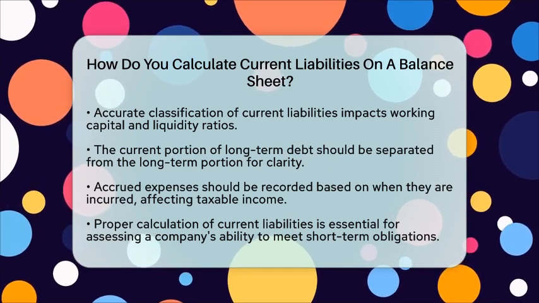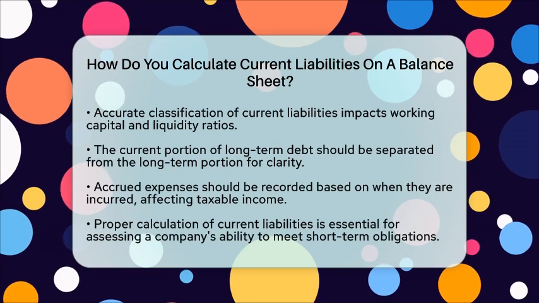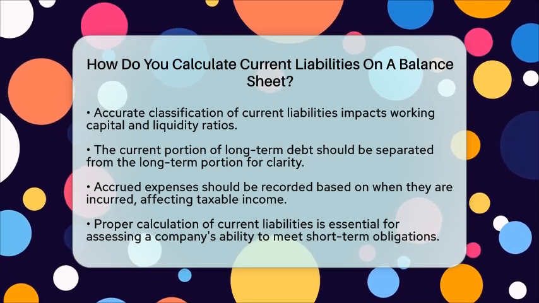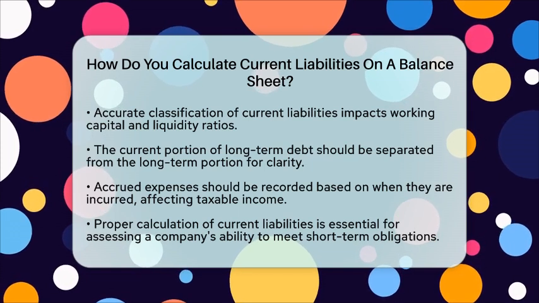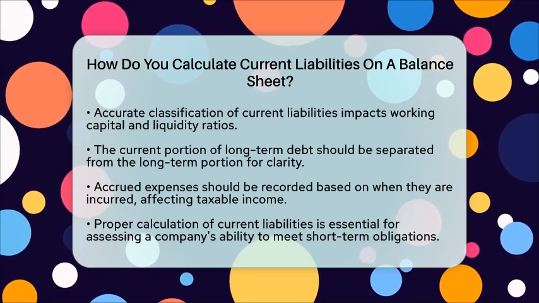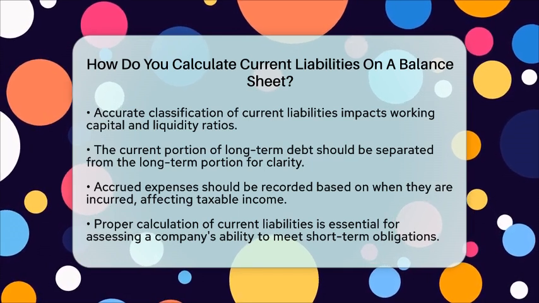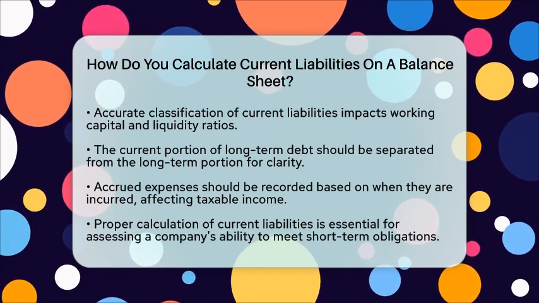In summary, calculating current liabilities on a balance sheet involves listing all debts and obligations due within 1 year and summing their amounts. This calculation provides a snapshot of a company's short-term financial obligations and is key for accounting accuracy and tax compliance.